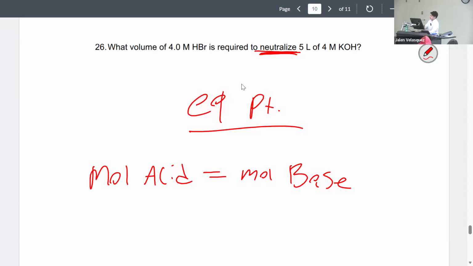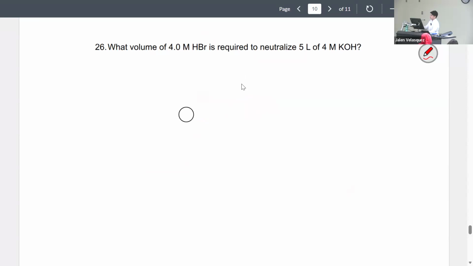So this question I would say is probably on the higher end of questions you would have to do, just because there's a little bit of information that you have to be able to extrapolate to solve. In this problem, I'm asking what volume of 4 molar hydrobromic acid is required to neutralize 5 liters of 4 molar potassium hydroxide. So this is an acid-base reaction, right?